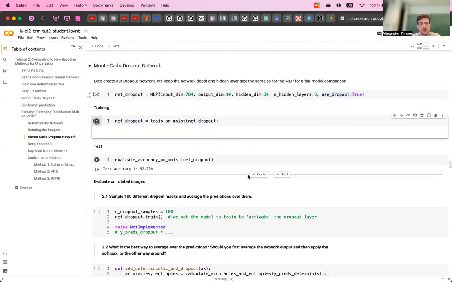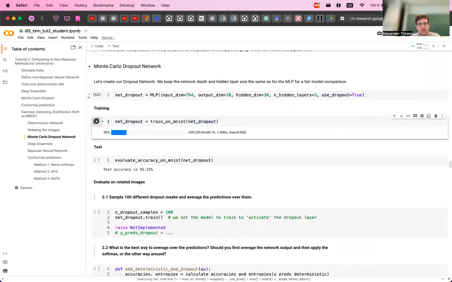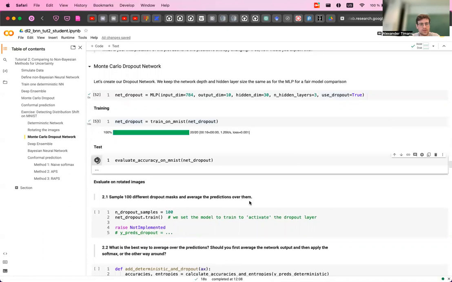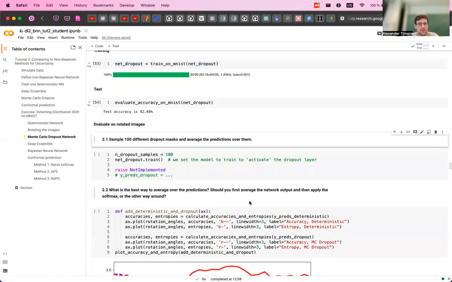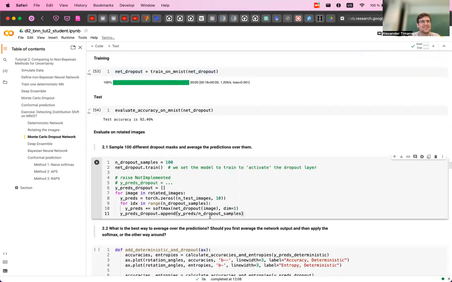So now we train our network with dropout on MNIST. And we would expect a similar accuracy, just generally. Right. Let's see, 92. Okay, close enough. All right, and so now the task would be, implement dropout with 100 samples for this task, for MNIST. I'm not going to live code because it always tends to get messy. But I will paste the solution.